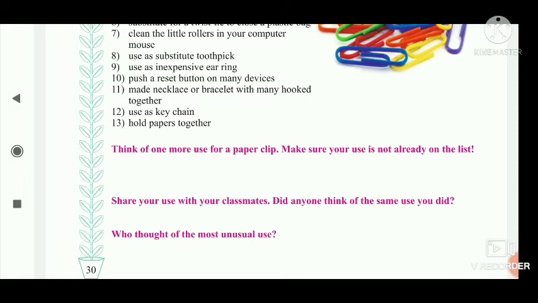So this activity we have not completed, because in these activities we ask your classmate, but right now in online classes we can't complete it. But share your use with your classmate; instead, share your ideas with your brothers and sisters. First of all, you tell your brothers and sisters.